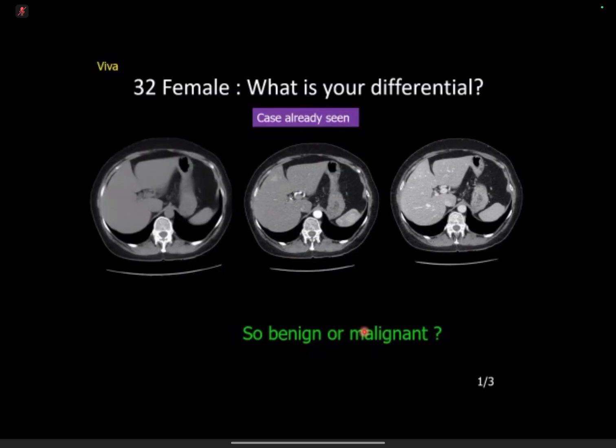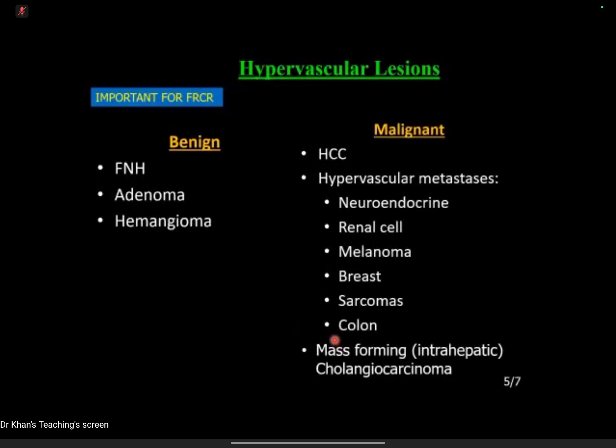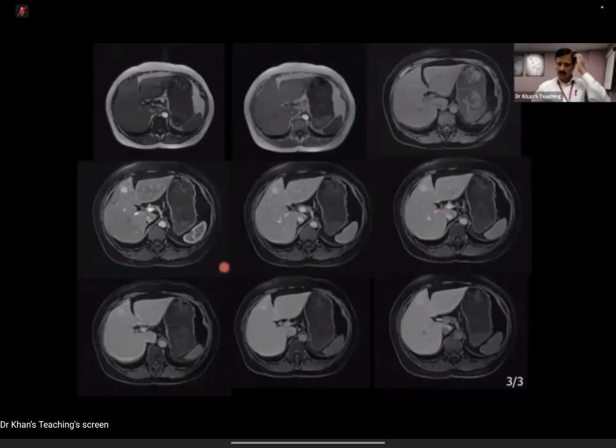To differentiate between those benign diagnoses, we should compare with another modality. Ultrasound might be helpful, but a contrast-enhanced MRI would probably be the most specific. Okay, so this is the diagnosis, FNH and adenoma, and this is the MR.